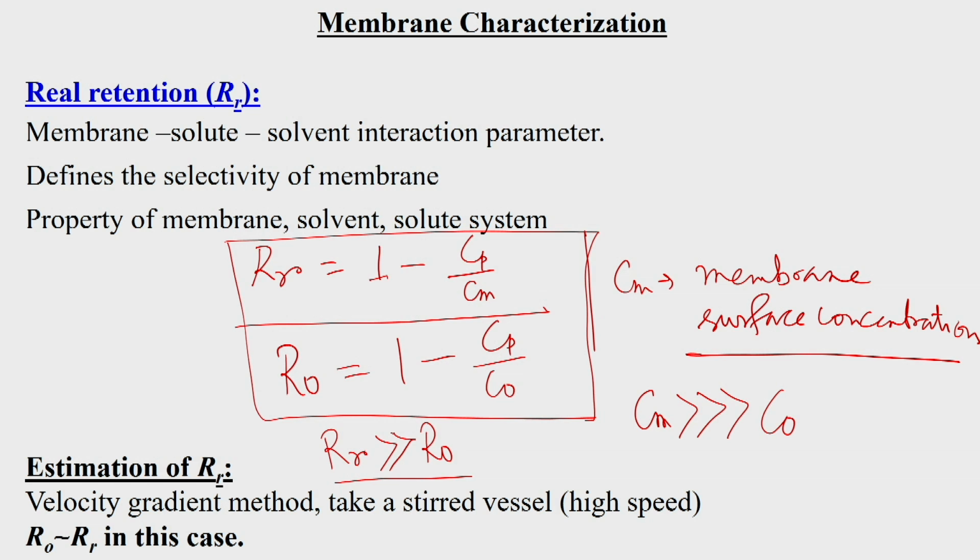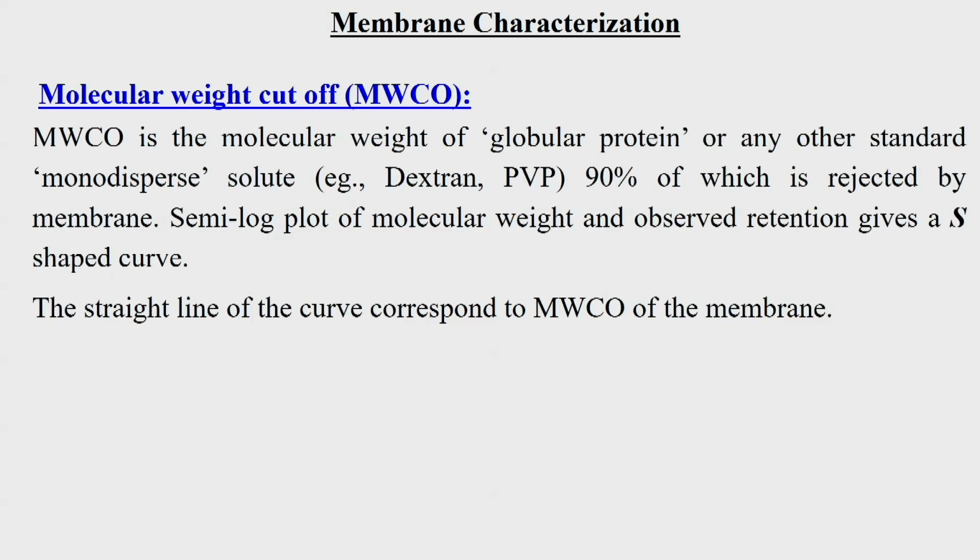Okay. But the initial concentration and the permeate concentration that we are getting, we can get from the experiment. Okay. And then another characteristic is the molecular weight cutoff, that is MWCO. MWCO is the molecular weight of a globular protein or any other standard monodisperse solute like dextran, PVP, etc., 90% of which is rejected by the membrane. Like this, if we draw the observed retention RO with log of molecular weight cutoff.